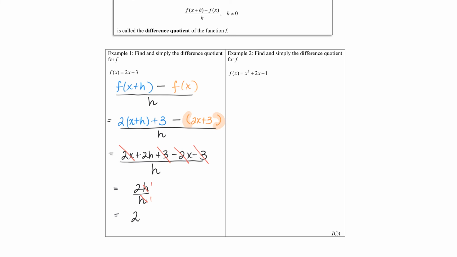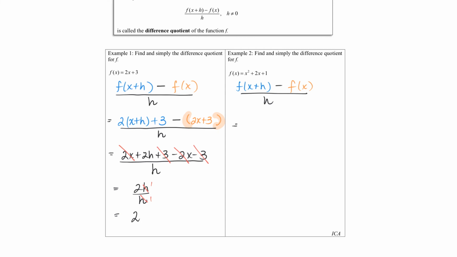But now, what about a quadratic function? F of x equals x squared plus 2x plus 1. Again, I'm going to use my colors. So I'm going to have f of x plus h minus f of x all divided by h.